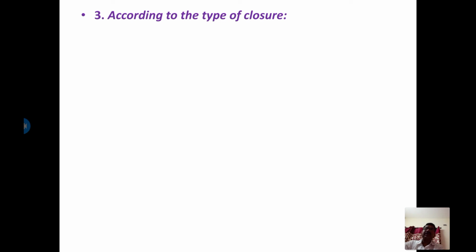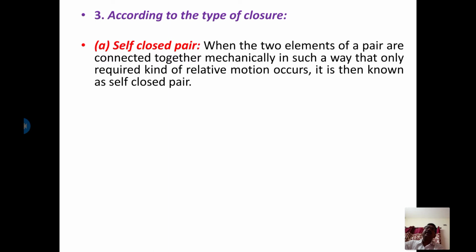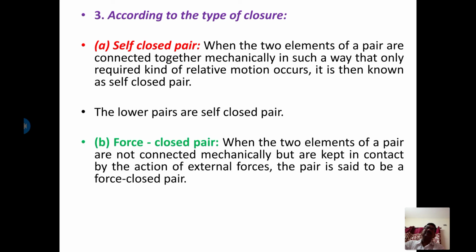Next classification of kinematic pairs is according to the type of closure. So self-closed pair and force-closed pair are there. First one is the self-closed pair. When two elements of a pair are connected mechanically in such a way that only the required kind of relative motion occurs, it is then known as a self-closed pair. The lower pairs are self-closed pairs.